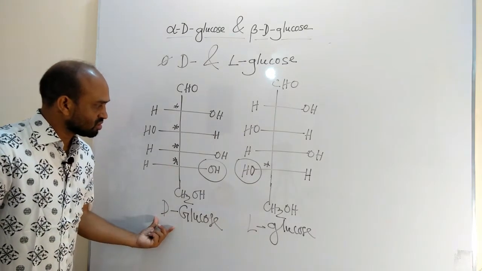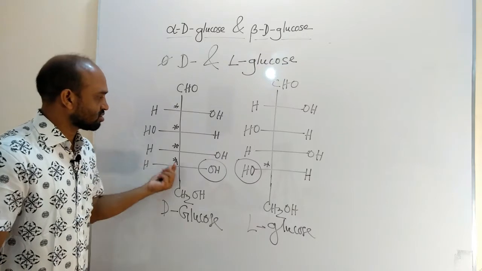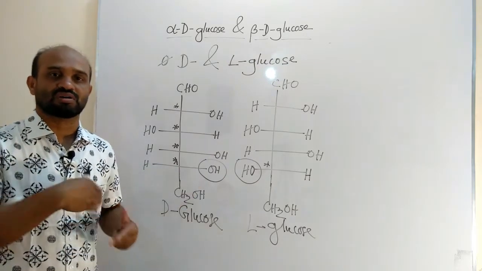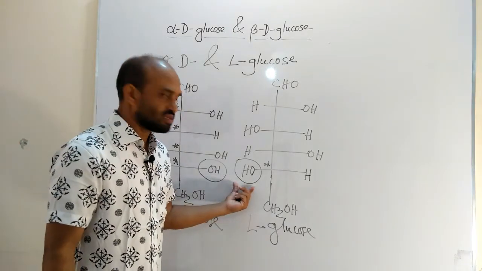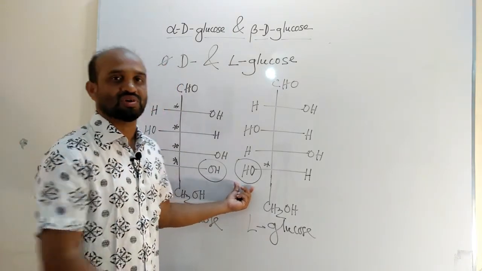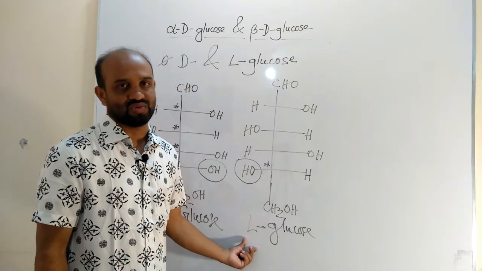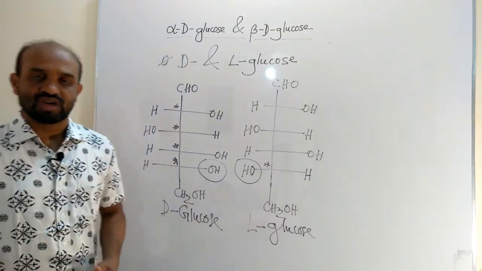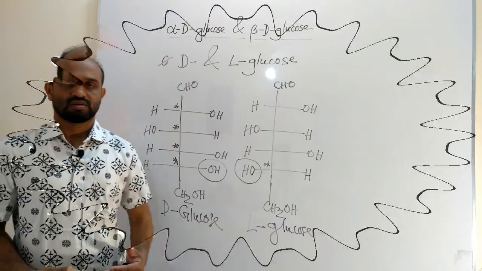So which one is D-glucose? When the last chiral center, or distant chiral center, contains the hydroxyl group on the right side, then it is D-glucose, and when the last chiral center contains the hydroxyl group on the left side, then it is indicated by L-glucose. Now we will try to learn alpha D-glucose and beta D-glucose.